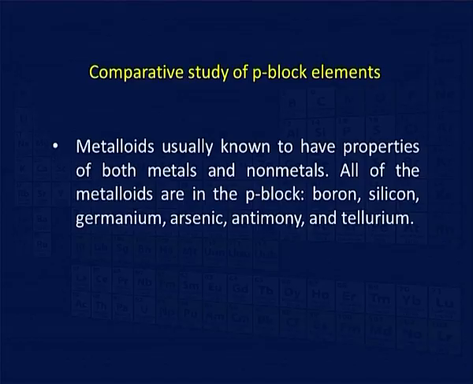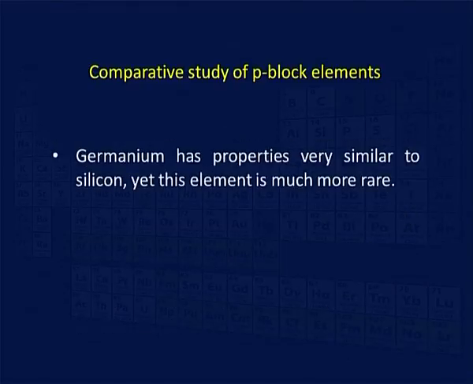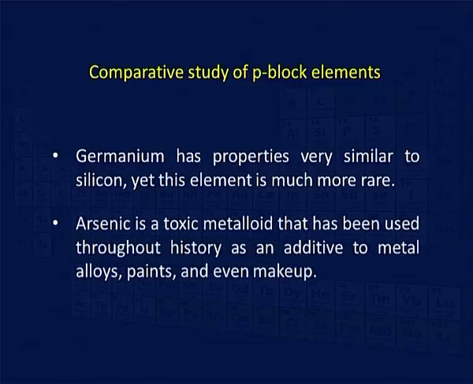Metalloids are usually known to have properties of both metals and non-metals. All of the metalloids are in the p block: boron, silicon, germanium, arsenic, antimony and tellurium. Silicon is the most famous metalloid. It is a main ingredient in glass and widely used to make microchips for computers and other electronic devices. Germanium has properties very similar to silicon, yet this element is much more rare. Arsenic is a toxic metalloid that has been used throughout history as an additive to metal alloys, paint and even for the purpose of makeup.